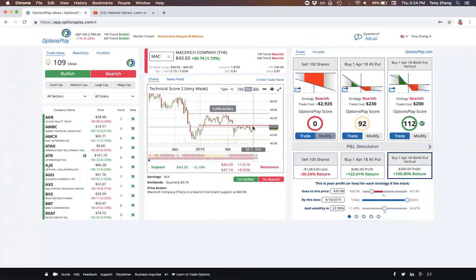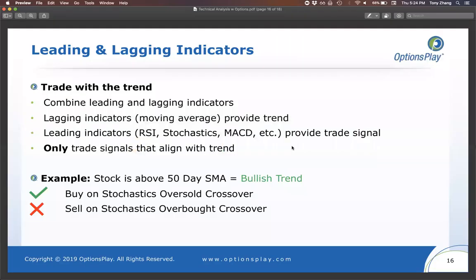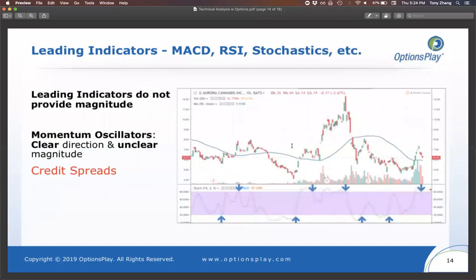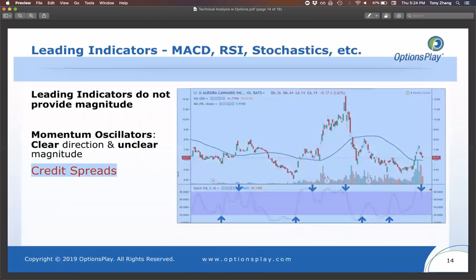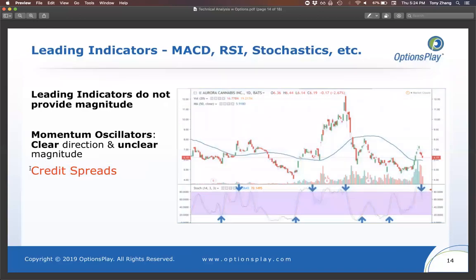You can certainly sell credit spreads all the time. There's nothing wrong with that. Like I said, if you use momentum indicators like MACD or RSI, you should only be selling credit spreads. So there's nothing wrong with selling credit spreads all the time. It's just your strategy for determining when to sell credit spreads. That's what you need to be sticking to. That's what you need to be consistent with.